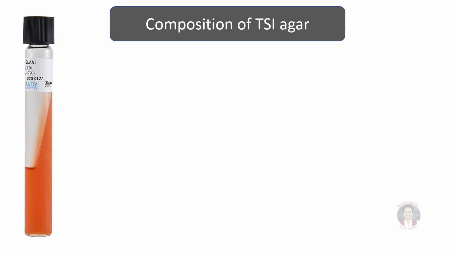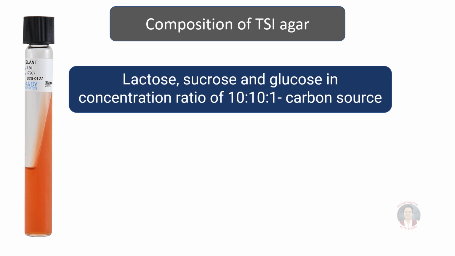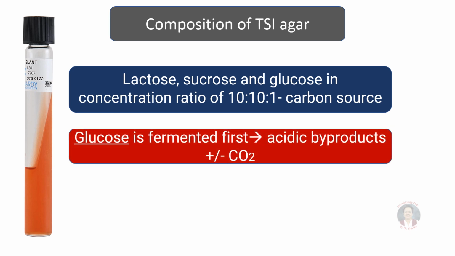So what are the important constituents of the TSI medium? It contains three sugars, lactose, sucrose, and glucose in a ratio of 10:10:1. These sugars are acting as the source of carbon. Now remember that glucose, being a monosaccharide, is going to be fermented by the bacterium first. So as long as glucose is present, the bacterium is only going to utilize glucose.